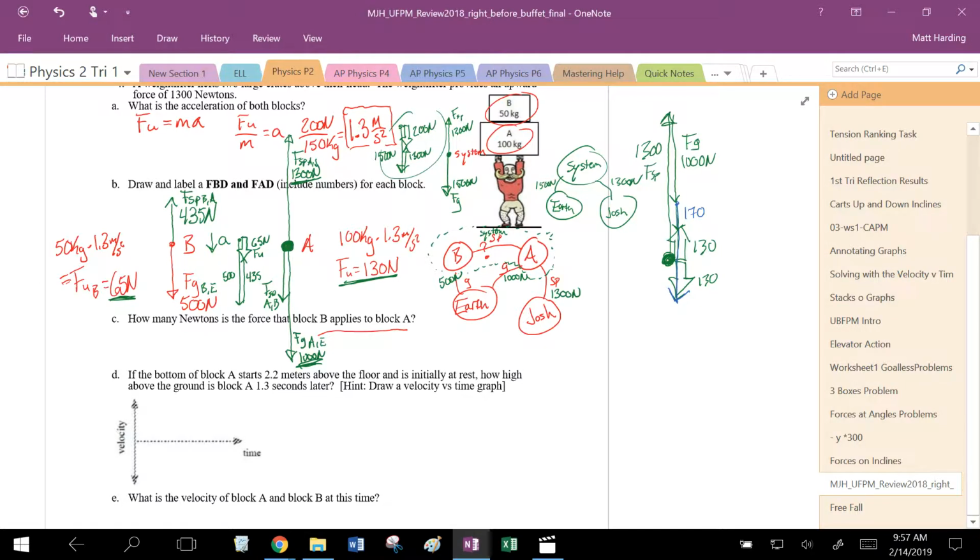170 plus 130 is 300. Plus 130 is... Okay? Did you catch what Hayden just did there? These numbers are right here for you: 170, 130, 130. Adds up to 430.